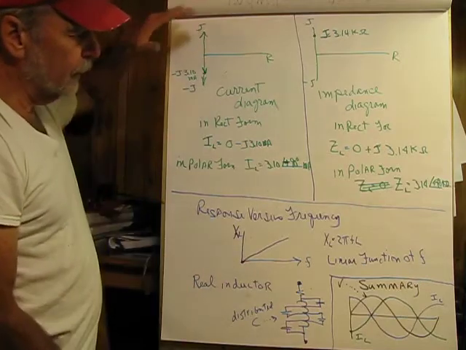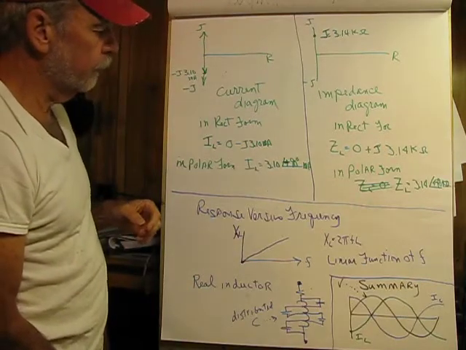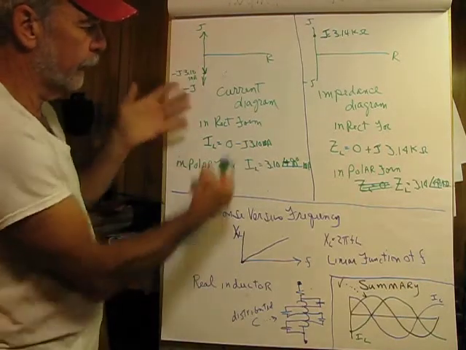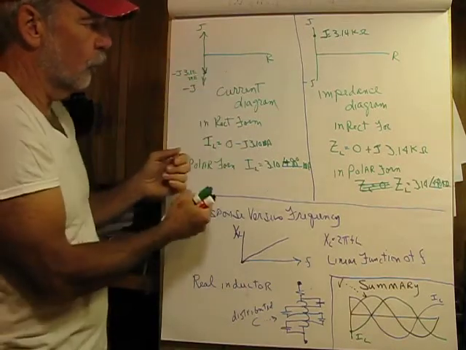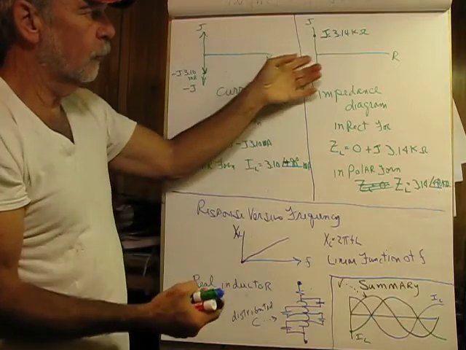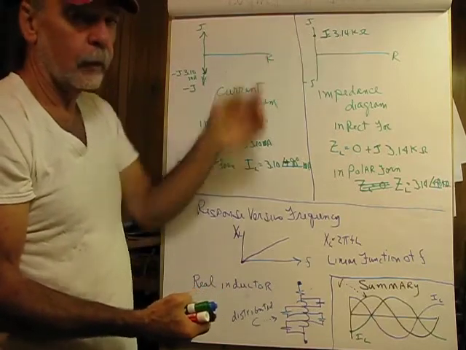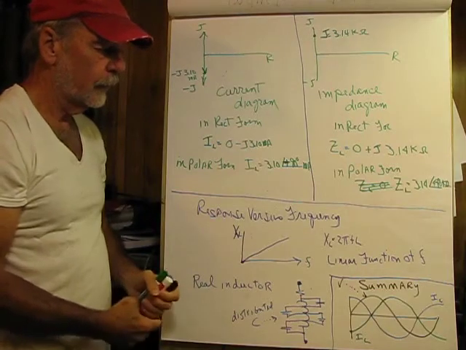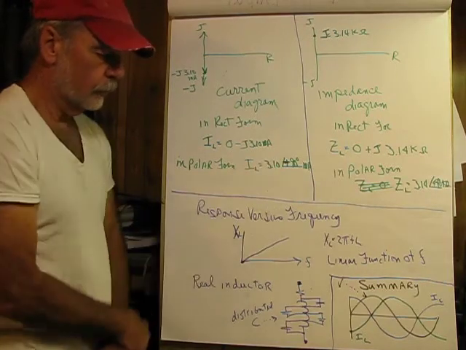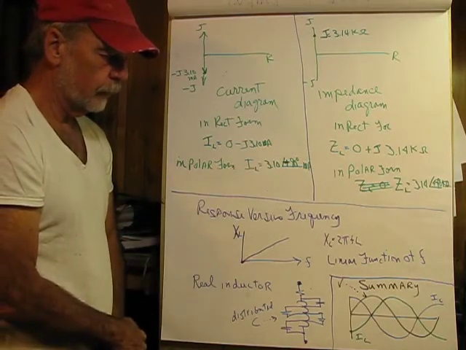So that's it for the basic components, and there's a lot here, and the current diagram with the phasor going one way and the impedance diagram with the impedance represented in the other way is confusing, but it's necessary to learn this, and over the period of weeks you'll be becoming very used to seeing it.